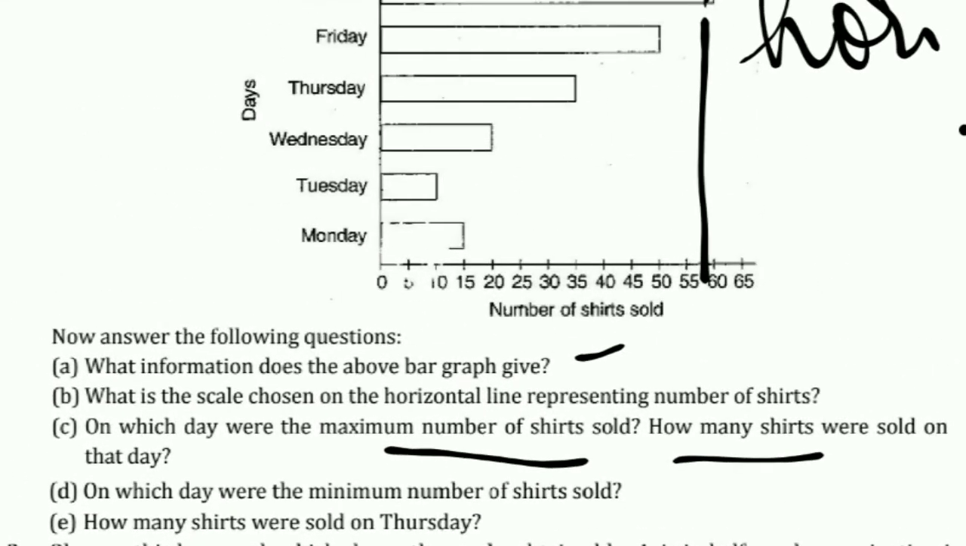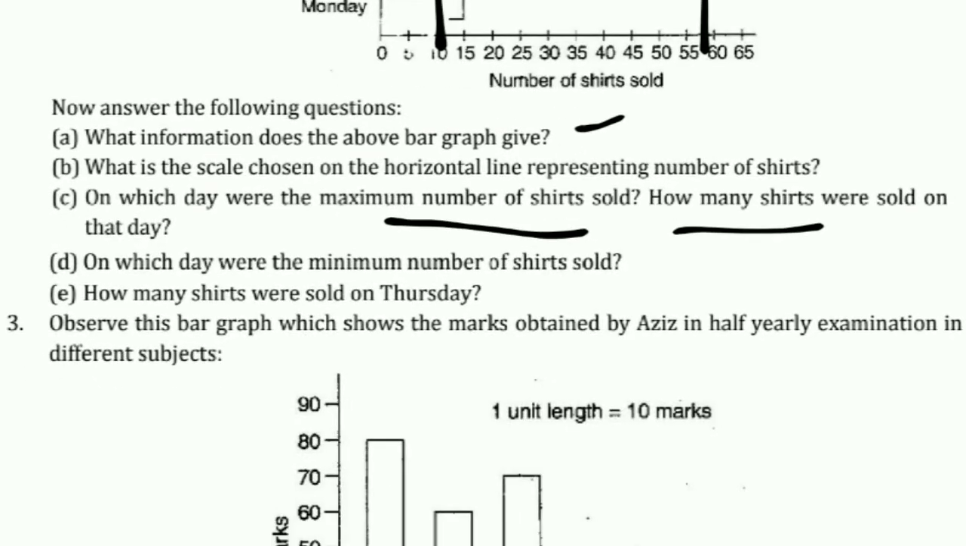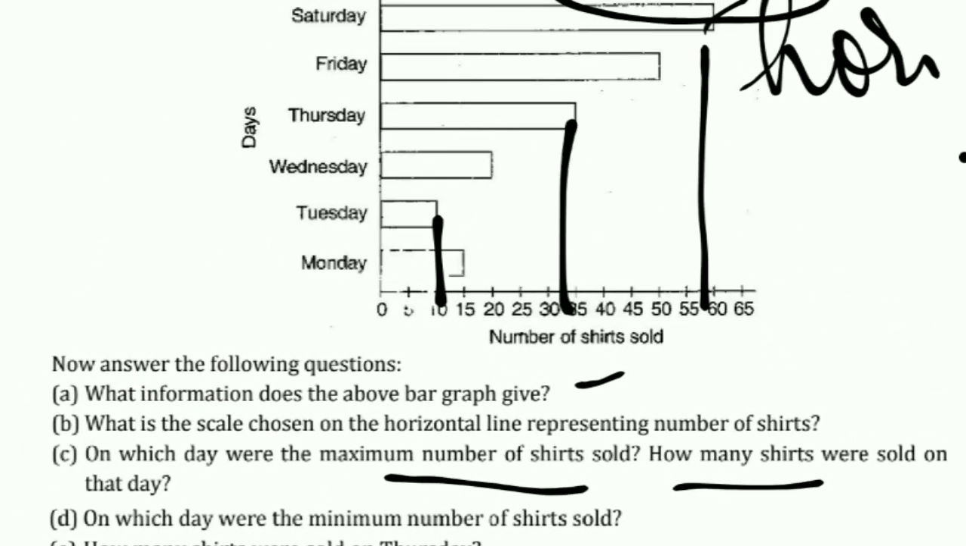Next, on which day were the minimum number of shirts sold? Minimum means less. That is on Tuesday. How many shirts were sold on Thursday? See, on Thursday, how many sold? 35.